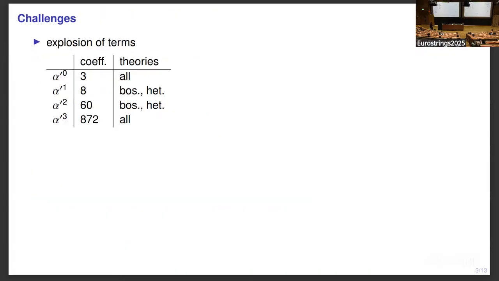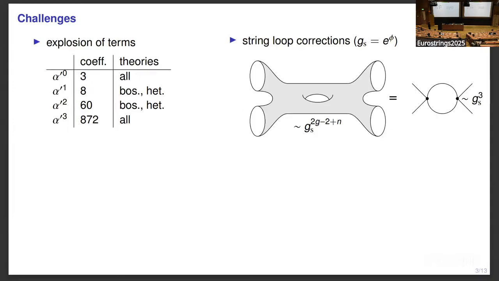But of course, you also know that there are certain problems in this procedure. The first thing is that the number of terms which we can write down really explodes. So for example, when we would like to go to alpha prime to the power of 3, we already had 872 terms. And we would have to calculate a lot of amplitudes, which makes it not feasible to really go much higher. And then the next thing, of course, is connected to what we already heard in Lorenz's talk, that there are also loop corrections, which we would also have to take into account.